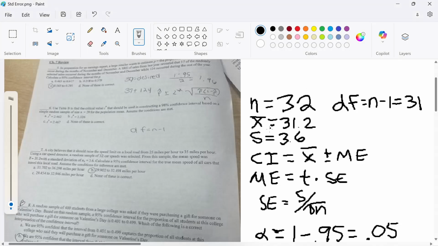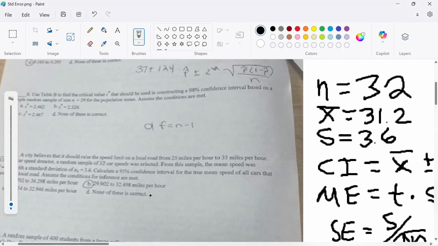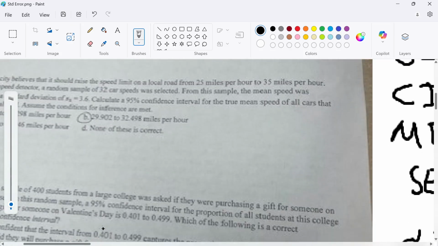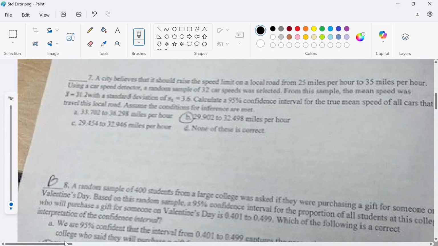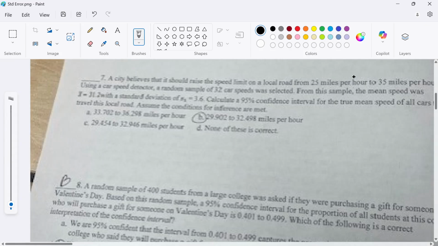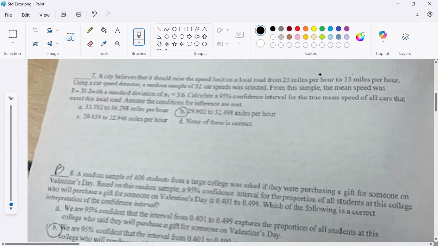Here's a statistics question, and bear with me if it's a little bit blurry here, but I'll do my best to read it. It says a city believes that it should raise the speed limit on a local road from 25 miles per hour to 35 miles per hour.